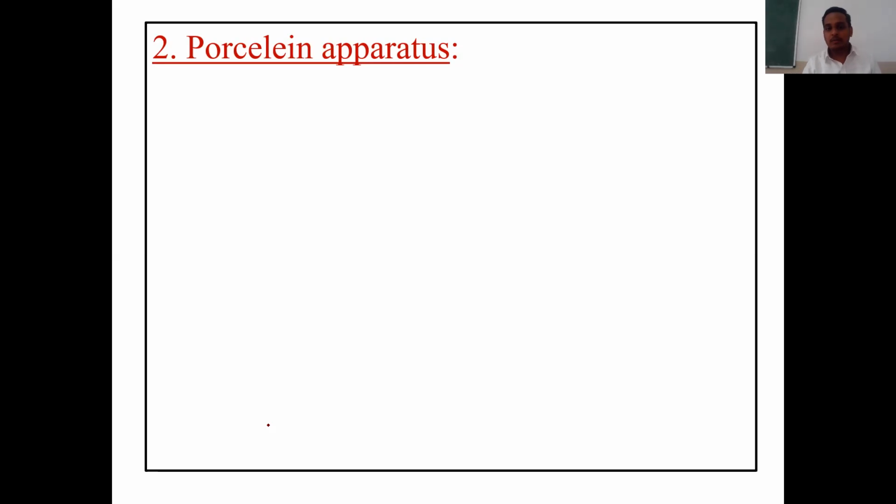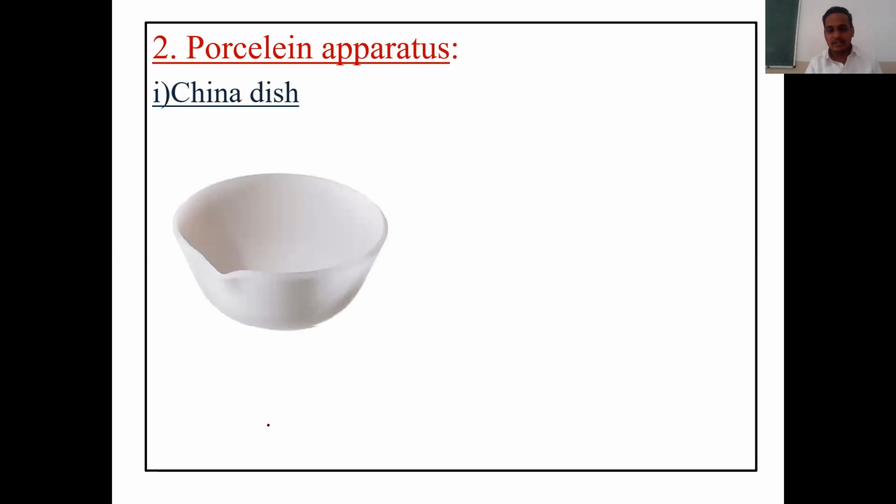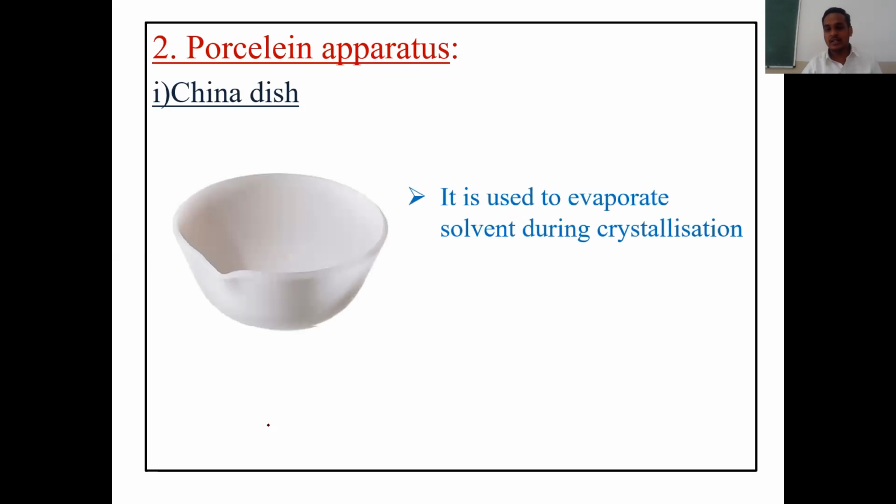Okay, so in porcelain apparatus, the first one we are going to discuss is the China dish, and the picture goes something like this. You can see, I think it is white in color, and this type of apparatus, which is made up of porcelain, is called a China dish. The main use of the China dish is to evaporate solvent during crystallization by heating.